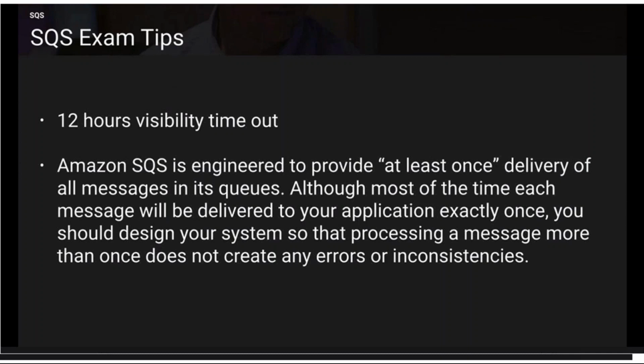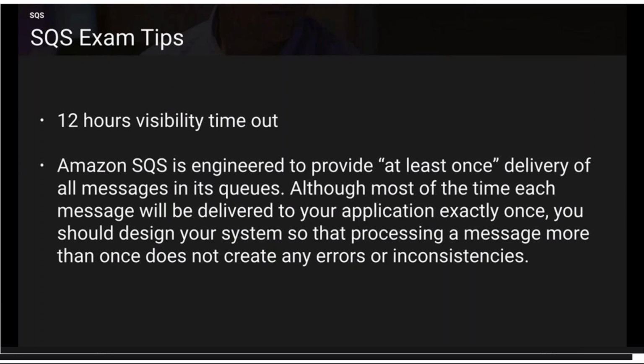Now let's learn about some important parts here. 12 hours visibility timeout clock. As we just learned about visibility timeout, right? What is the maximum visibility timeout that I can set for a message? That is 12 hours. And Amazon SQS is engineered to provide at-least-once delivery of each message, right? So whatever message is sent to the queue, remember it will be sent at least once to the consumer for processing. But we just learned how it can get delivered multiple times.